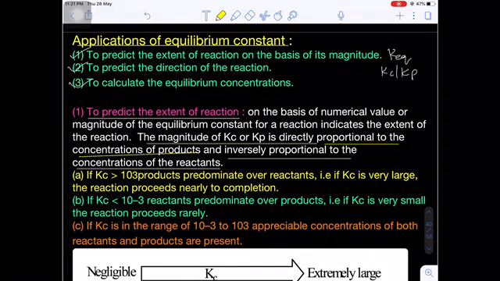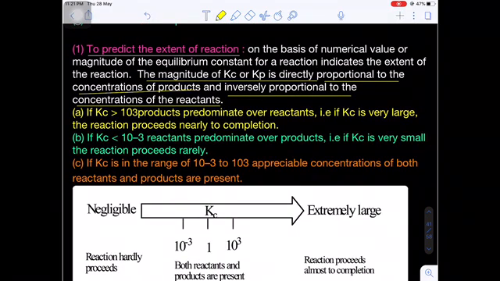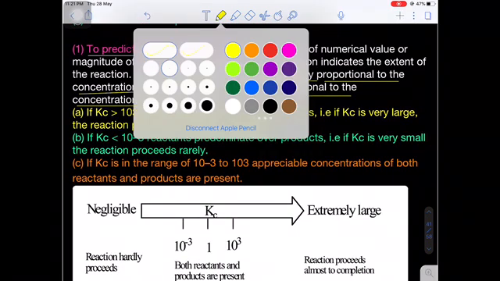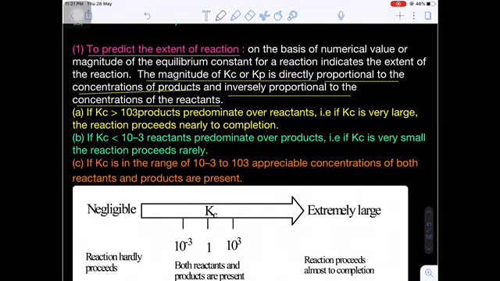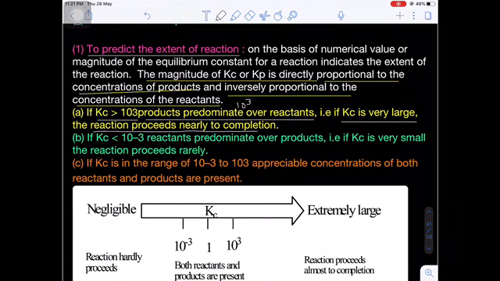Now, there are three important ranges of the Kc value. Number one, if the Kc value is greater than 10 to the power 3, that is 1000, then products predominate over the reactants. In this case the Kc value is very large and the reaction goes almost to completion.